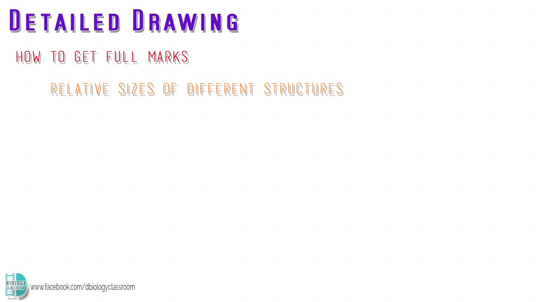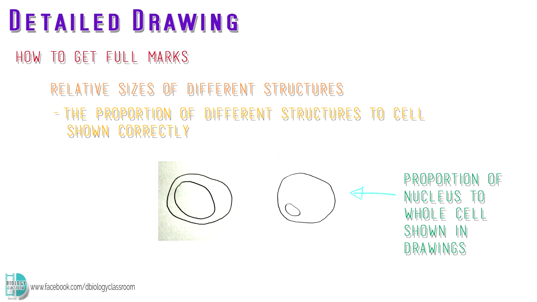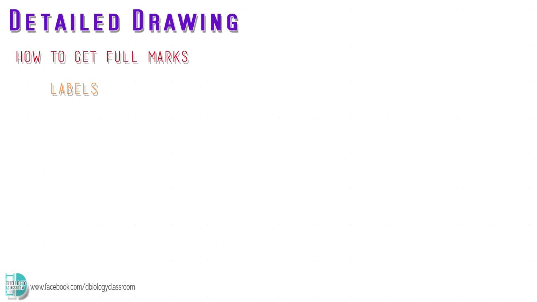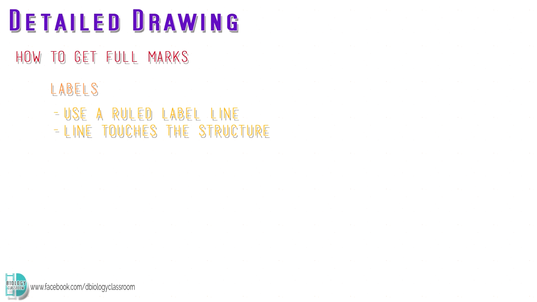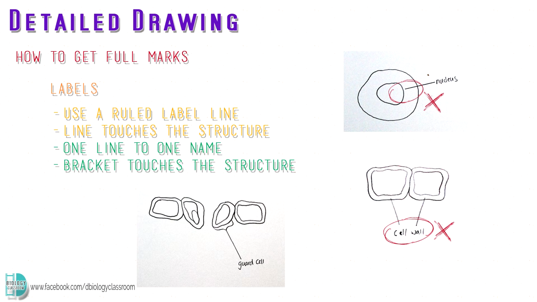Number 5, the relative size of different structures. For example, if the nucleus of a cell is taking up more than half of the cytoplasm, you should show it in your drawing. Number 6, label only when you are asked to. Use a ruled label line and make sure it touches the structure you are labeling. Strictly use one line to one name. You can use a bracket, but make sure it touches the structure as well.